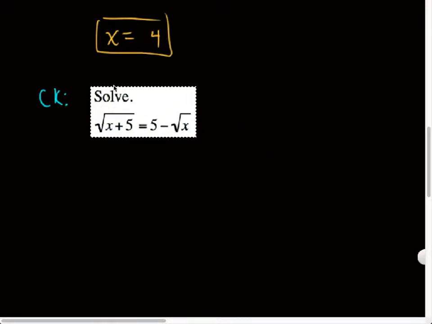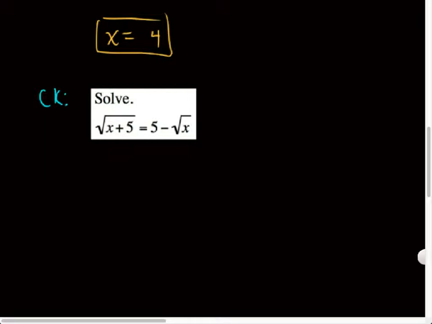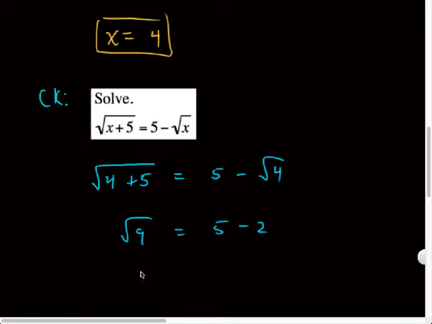So for the check, I'm going to plug 4 into everywhere there was an x. All right, so that would be the square root of 4 plus 5. Is that equal to 5 minus the square root of 4? Okay, square root of 4 plus 5, that's 9, equals 5 minus 2. The square root of 9 is 3 equals 3. Ha! Behold! So that means this is a legitimate answer to the original equation. Good stuff, right?